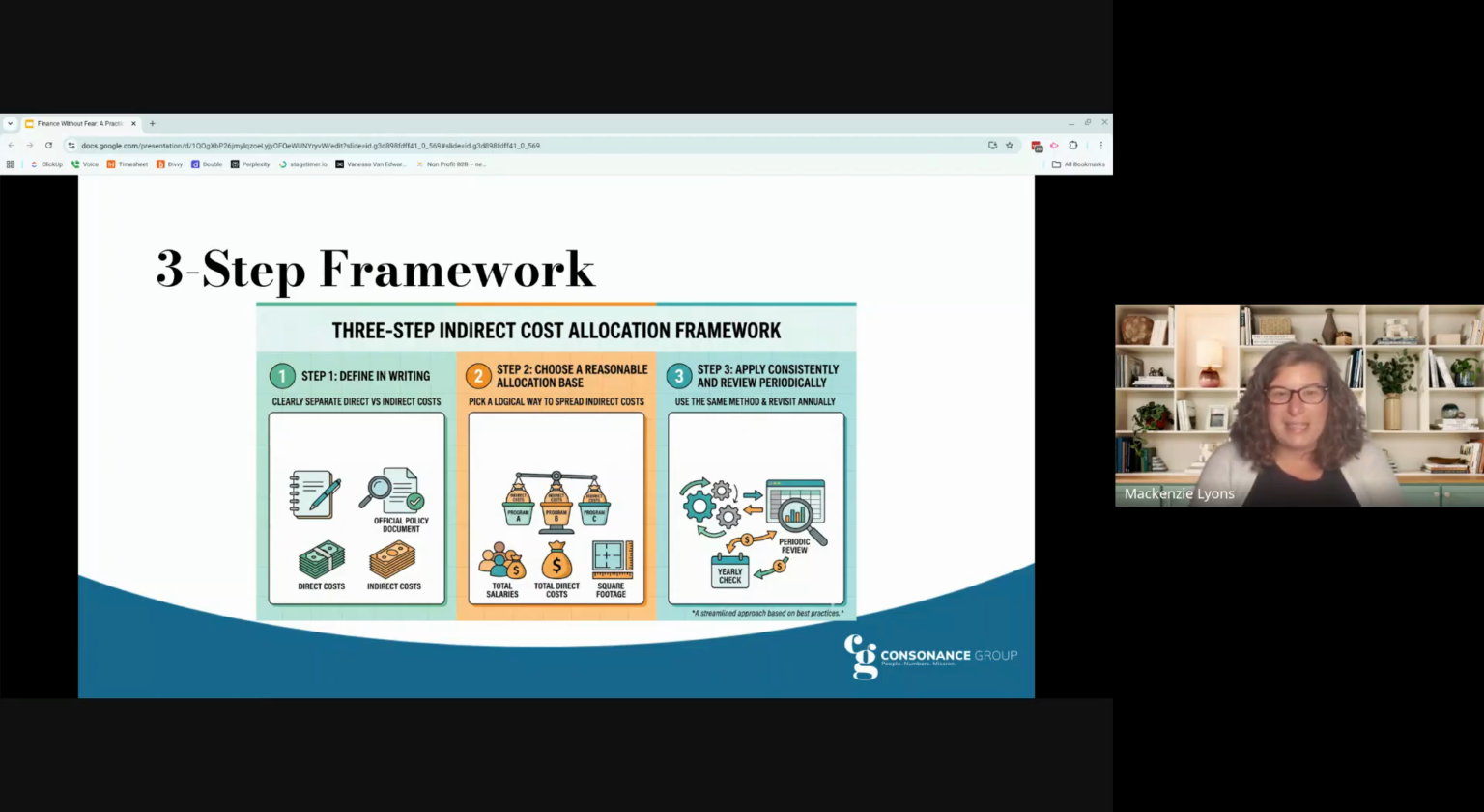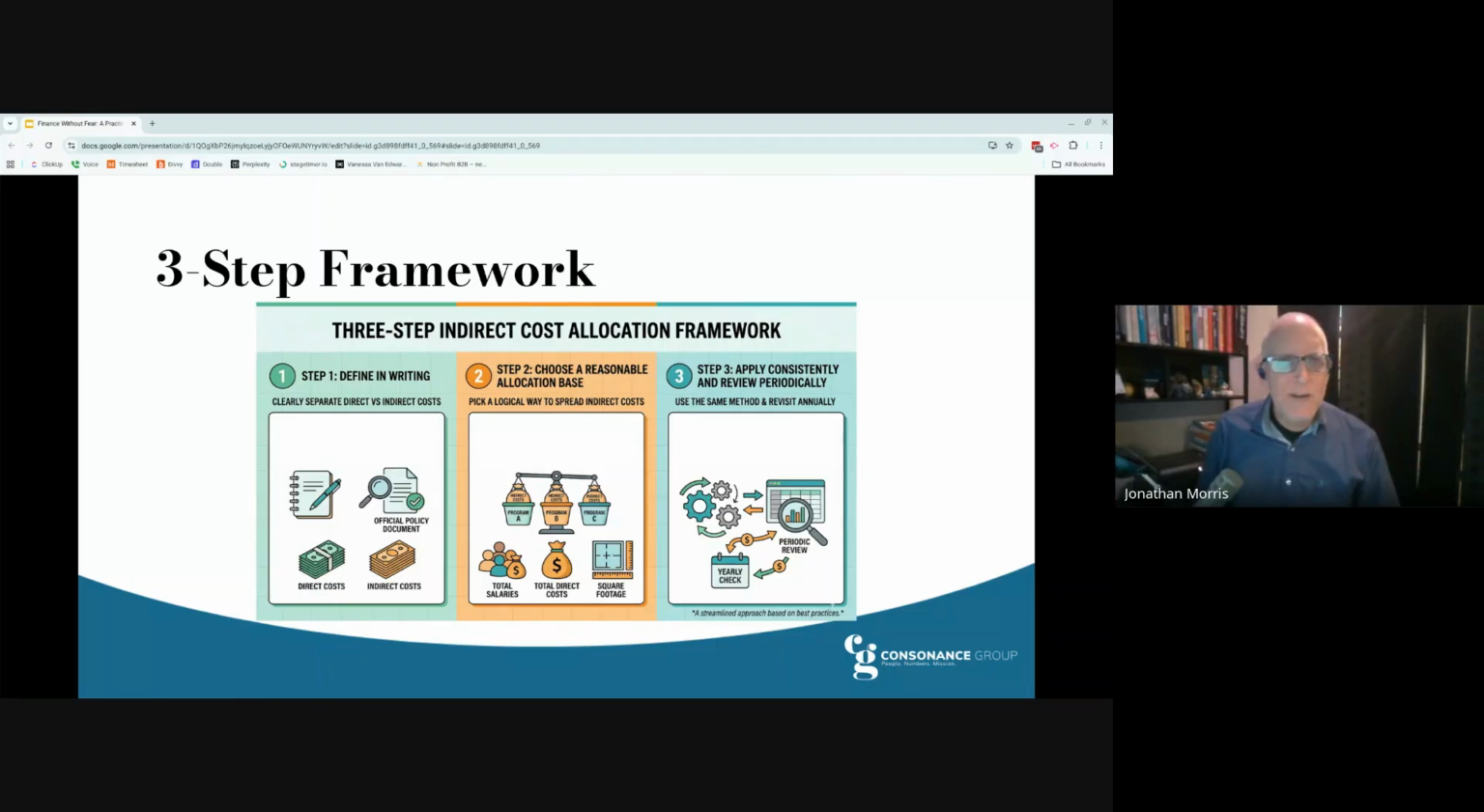Can you walk us through a simple framework that leaders can use with their finance teams? Absolutely. Here's our straightforward 3-step framework. First, define in writing what is direct versus indirect. Decide which costs you treat as direct, which as indirect. Document that in a short policy.